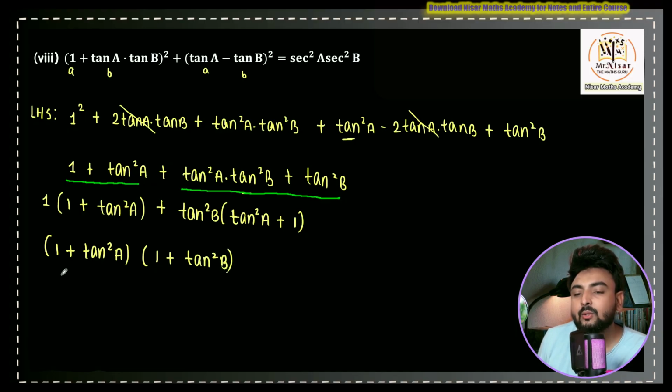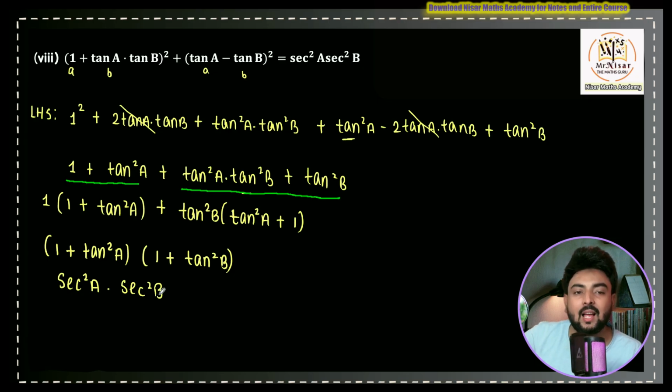Now 1 plus tan square A is going to become sec square A, and 1 plus tan square B is going to become sec square B. I hope it is quite clear to you, and this is the answer. Let's go ahead for the next question.